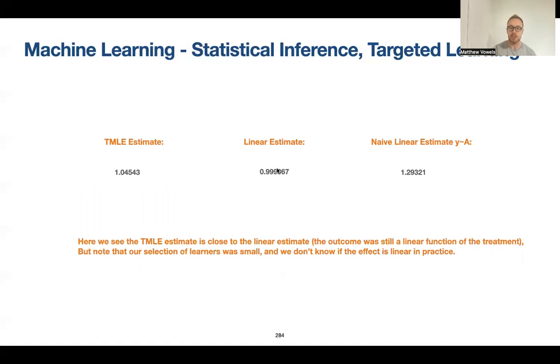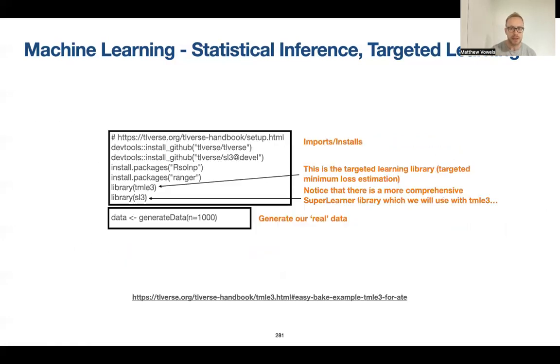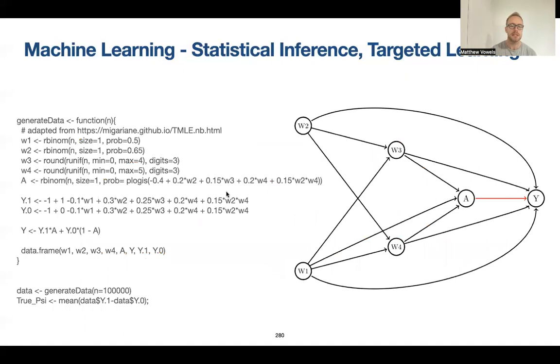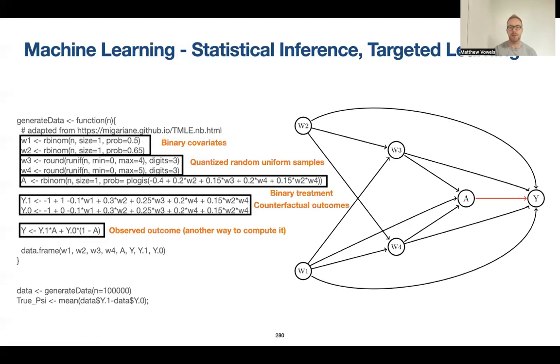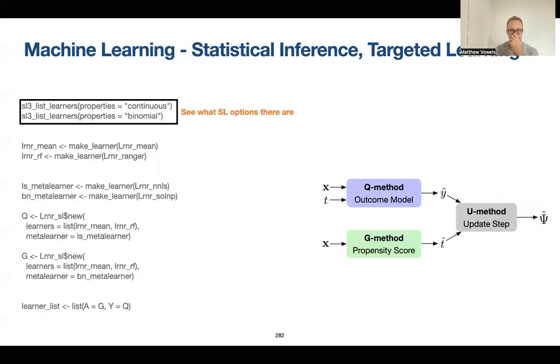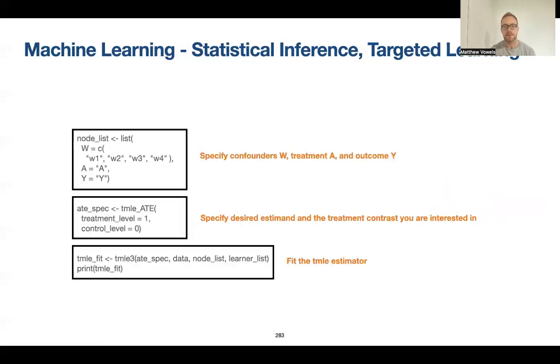For the linear estimate, which is just using a linear regression with the correct control variables, we get very close to the true value, which kind of makes sense because the outcome was a linear function of the treatment and the confounders. Actually, it was nearly linear, I think. Let me just double check. There was this interaction term here. But otherwise, it's almost correctly specified with the linear model, so it actually did very well. Let me just carry on.